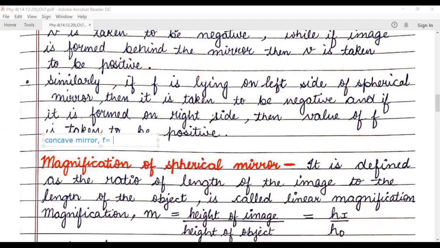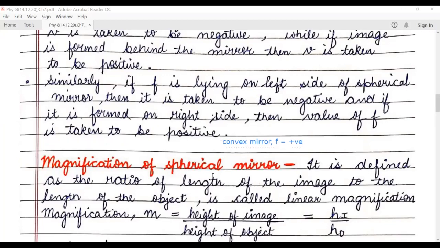Thus, we will take focal length to be negative in case of a concave mirror, while in case of a convex mirror, focal length is drawn on the right side. See the ray diagram which was done last week, and then we will see that for a convex mirror, focal length will be taken as positive. So students, for concave mirror, focal length is negative, and for convex mirror, focal length is positive.